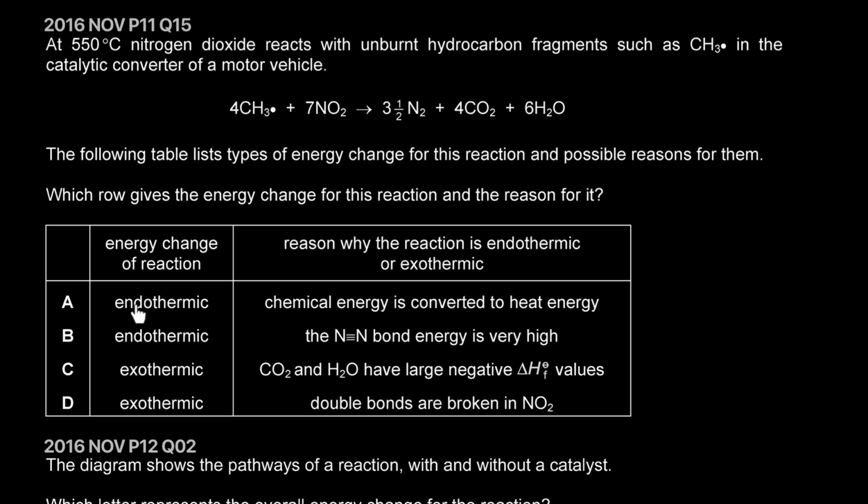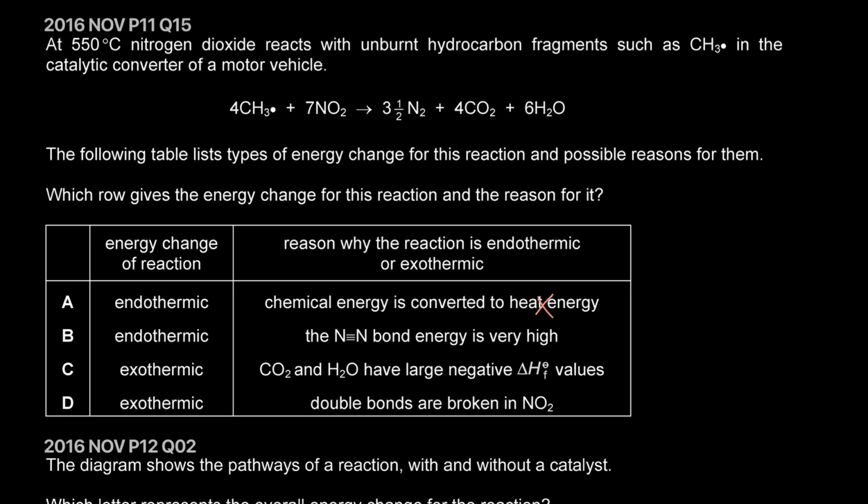Now, if we look at option A, it says that the reaction is endothermic because the chemical energy is converted to heat energy. That's incorrect, because heat energy is released in exothermic reactions. For endothermic reactions, heat energy is converted into chemical energy. So A is incorrect.